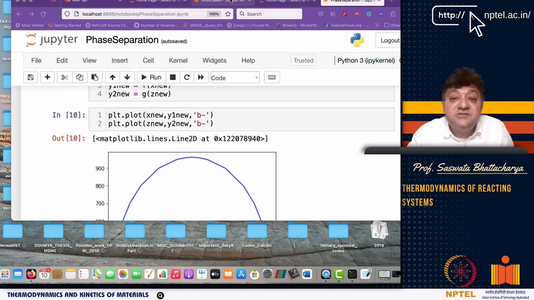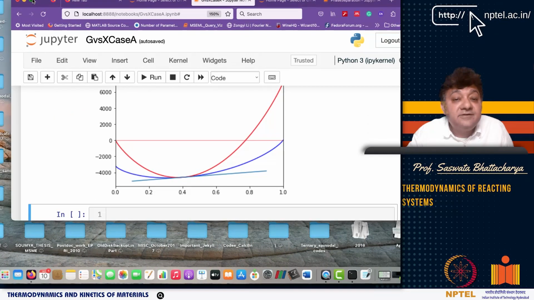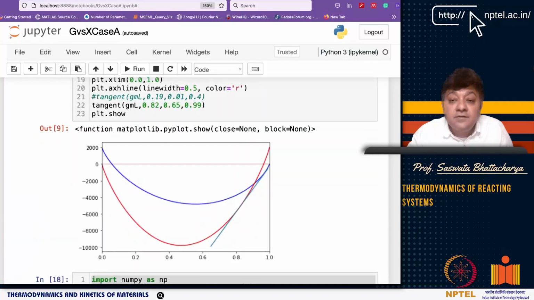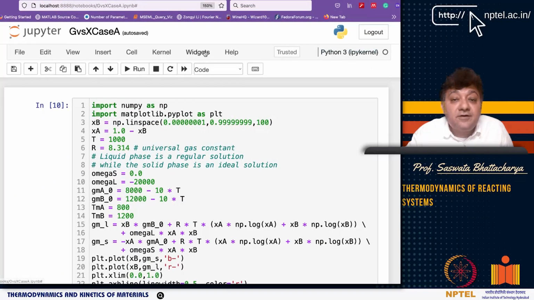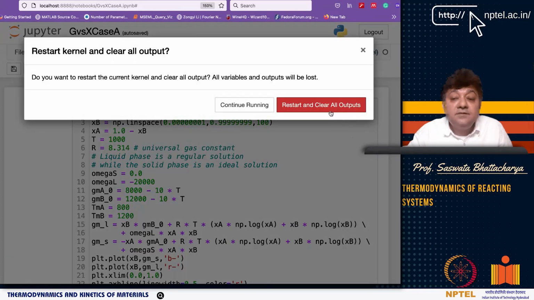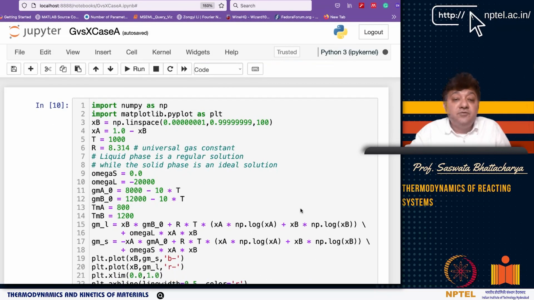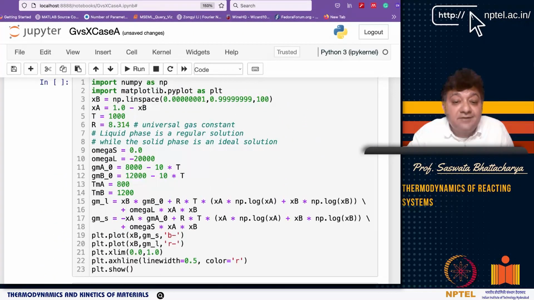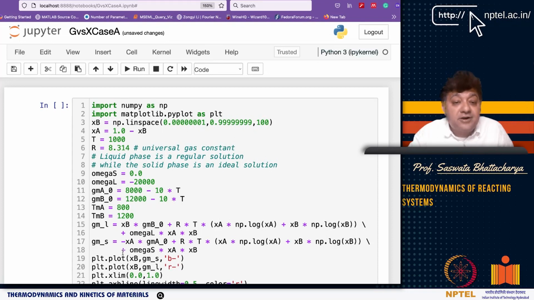So I'll go to this G versus X curve. I have cleared everything, but what you have to understand is I have carefully coded this. I have carefully taken a composition range between 10 to the power minus 8 and 0.99999, up to 8 decimal points. However, I haven't taken 1 and 0.